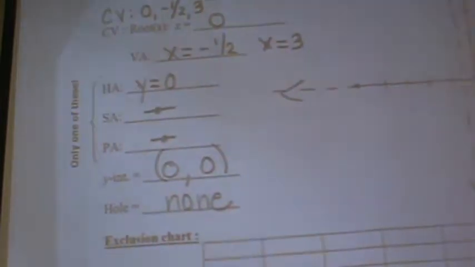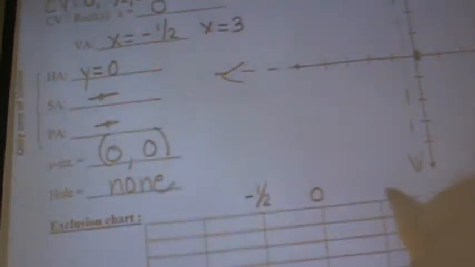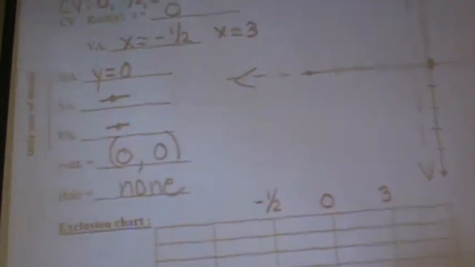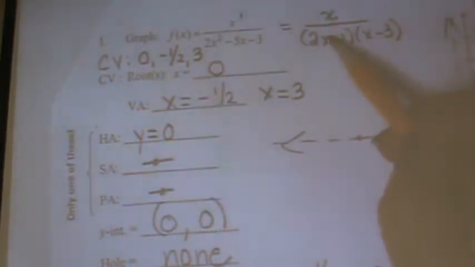So you're going to plug in your critical values. Your critical values are 0, negative 1/2, and 3. A critical number is where the numerator or the denominator is set equal to 0. Now in my exclusion chart, I'm going to do negative 1/2 first because it is the smallest of the 3. Then 0, then 3. And I'm going to put all 3 of these in my exclusion chart: x, 2x plus 1, x minus 3, and then f of x.